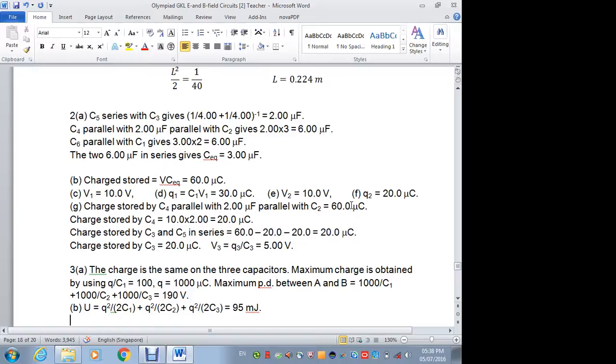Okay, the charge is the same on the 3 capacitors as drawn there, right? Because it's in series, you can only take this amount, and this one can only let go that amount, and so on and so forth. So if it's in series, always remember the charge must be the same. The maximum charge is obtained by using Q over C1 equals 100. Why? Because they want C1, is it? Let's reread the question. I forgot.